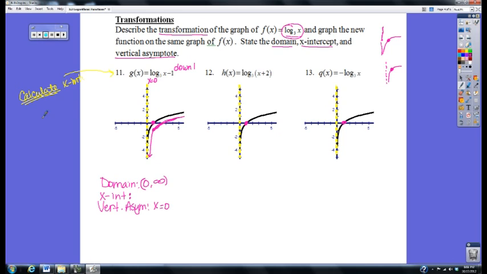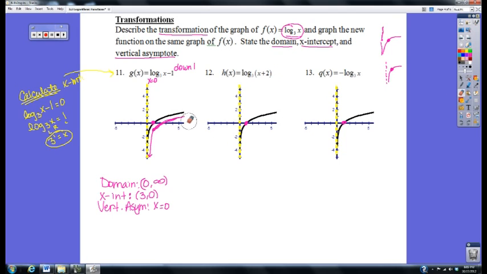So the way you calculate that is you take your equation, log base 3 of x minus 1, and you set it equal to 0. And we're going to solve it. Log base 3 of x equals positive 1 because you add 1 to 0. Left, right, left. 3 to the first power equals x. 3 to the first power is 3. So your x-intercept is 3. So my x-intercept would be at the point 3, 0.